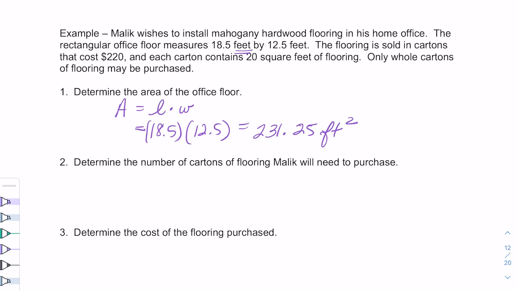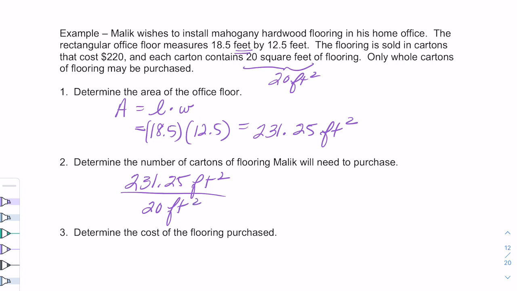In number 2, it asks us to determine the number of cartons of flooring Malik will need to purchase. If we go back to the problem, each carton contains 20 square feet of flooring, right? Another way of writing that is 20 feet squared. So to figure out how many cartons of flooring I would need, I need to take the area, which is 231.25 feet squared, and divide that by 20 feet squared, because every carton contains 20 square feet of flooring.